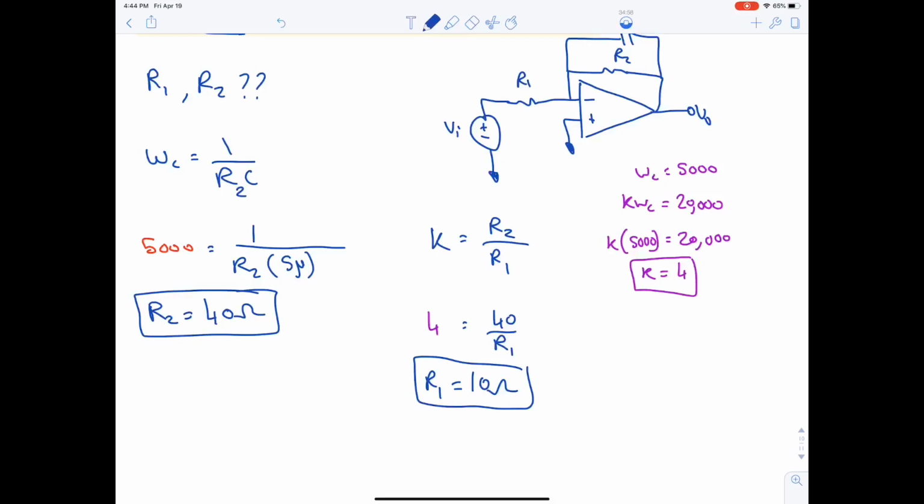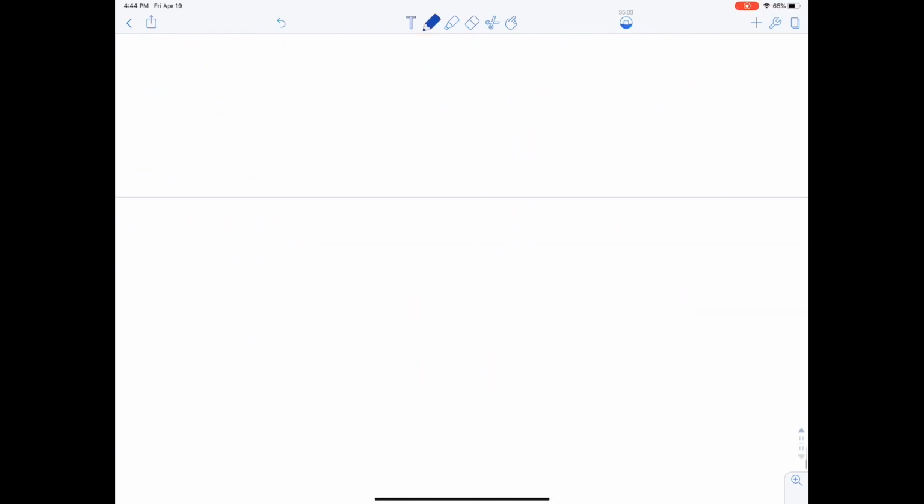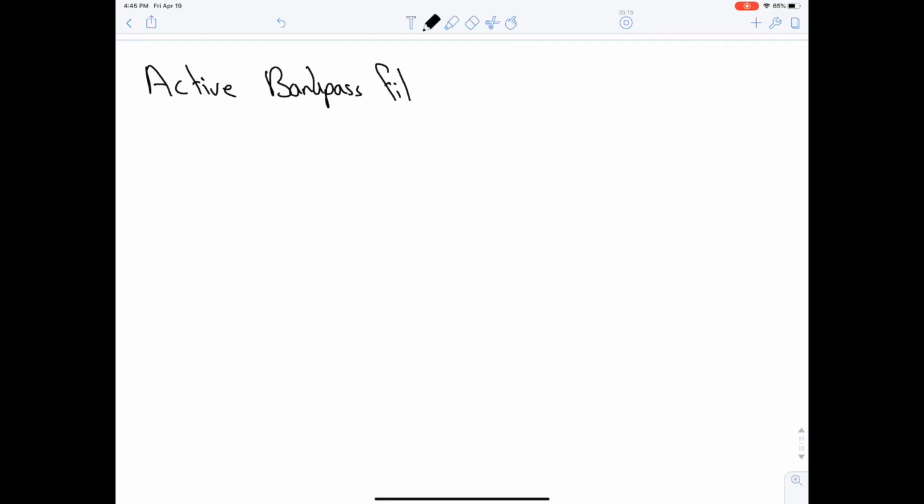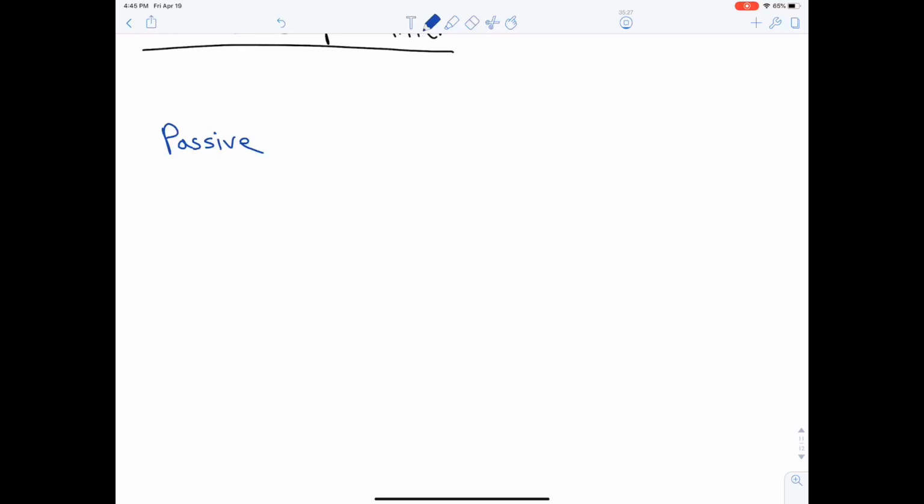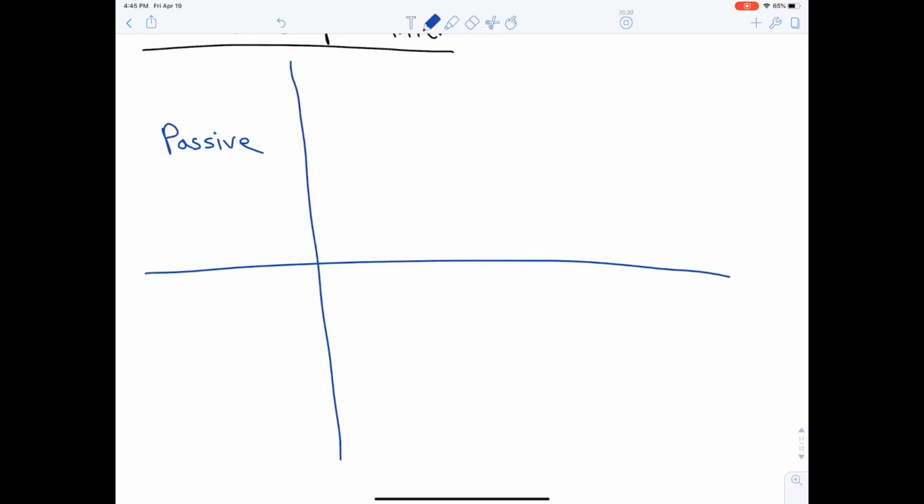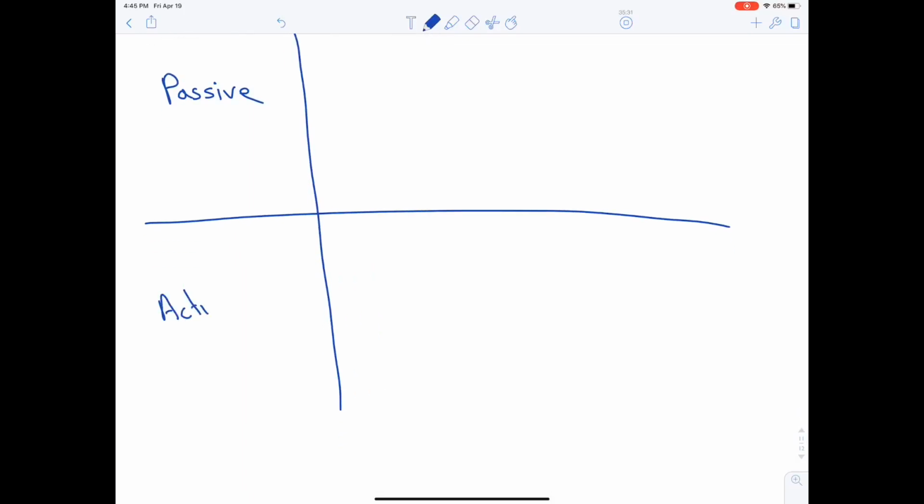So far we have discussed the active low pass filter and the active high pass filter. Let's now discuss the active band pass filter. Let's compare the magnitude of the passive with the active.